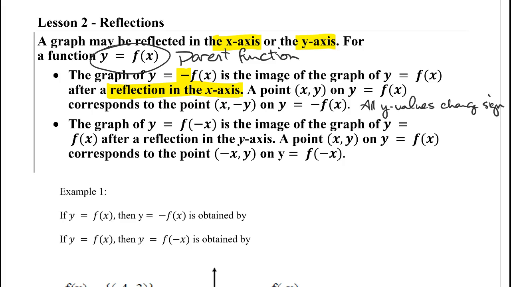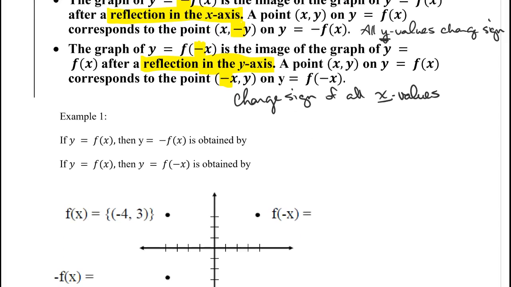Okay. Conversely, if I am dealing with a negative inside my function, so affecting my x values, then this we would call a reflection in the y-axis. And so we start with (x, y), we would make that x negative. And so we're changing all of our x values. Okay, so what does that mean?